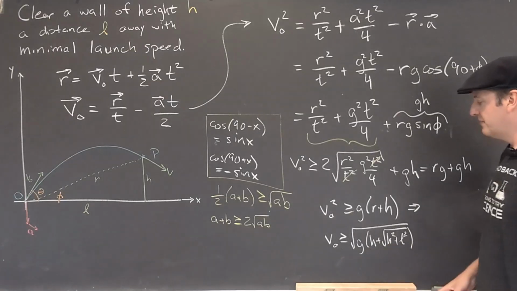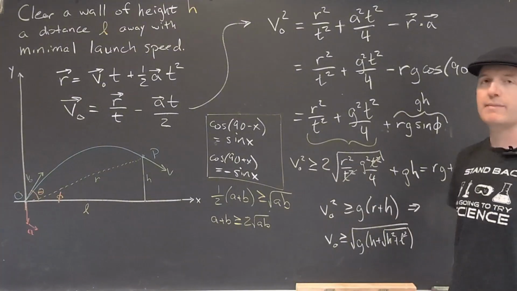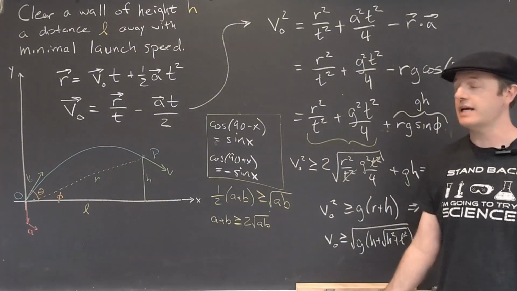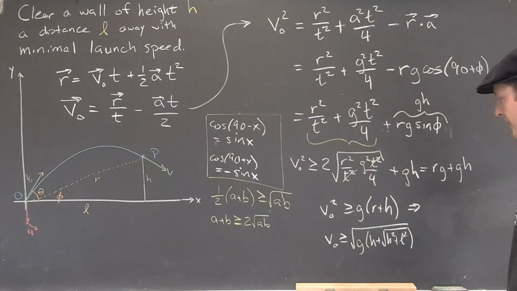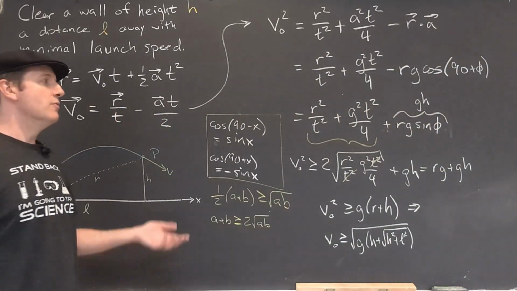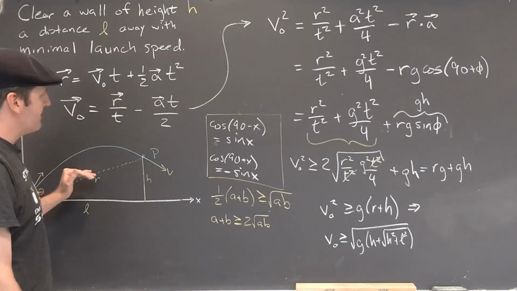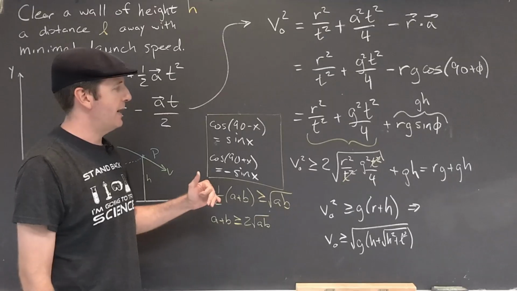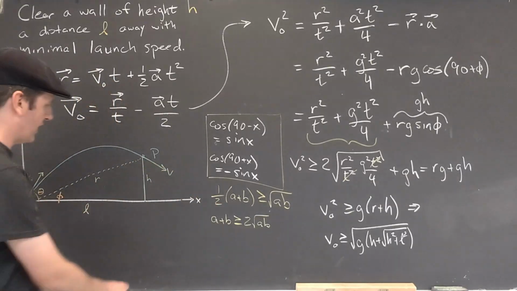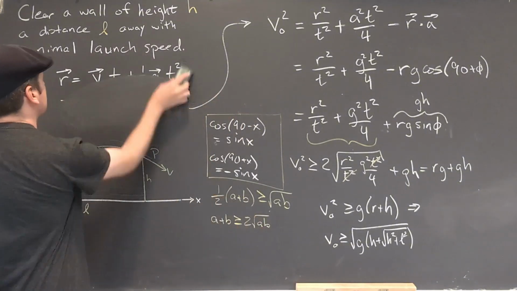So that is our minimal launch speed. Notice it's given entirely in terms of the given parameters, so that's nice. We did not need to use any calculus, just a straightforward AM/GM application. We can do a little bit more with this, though, because let's take a look at what that means as far as some of the shapes of this trajectory. So I'll go ahead and clear some of this space out.